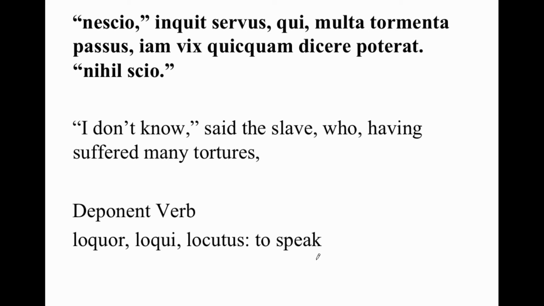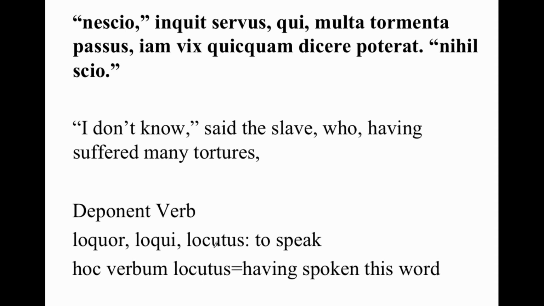Okay, deponent verb. How do we know? Look at the OR. Also 3 forms. How would you translate the active past participle of this verb, which means to speak? Locutus. Locutus means having spoken. And it can take an object, like hoc verbum locutus, having spoken this word.